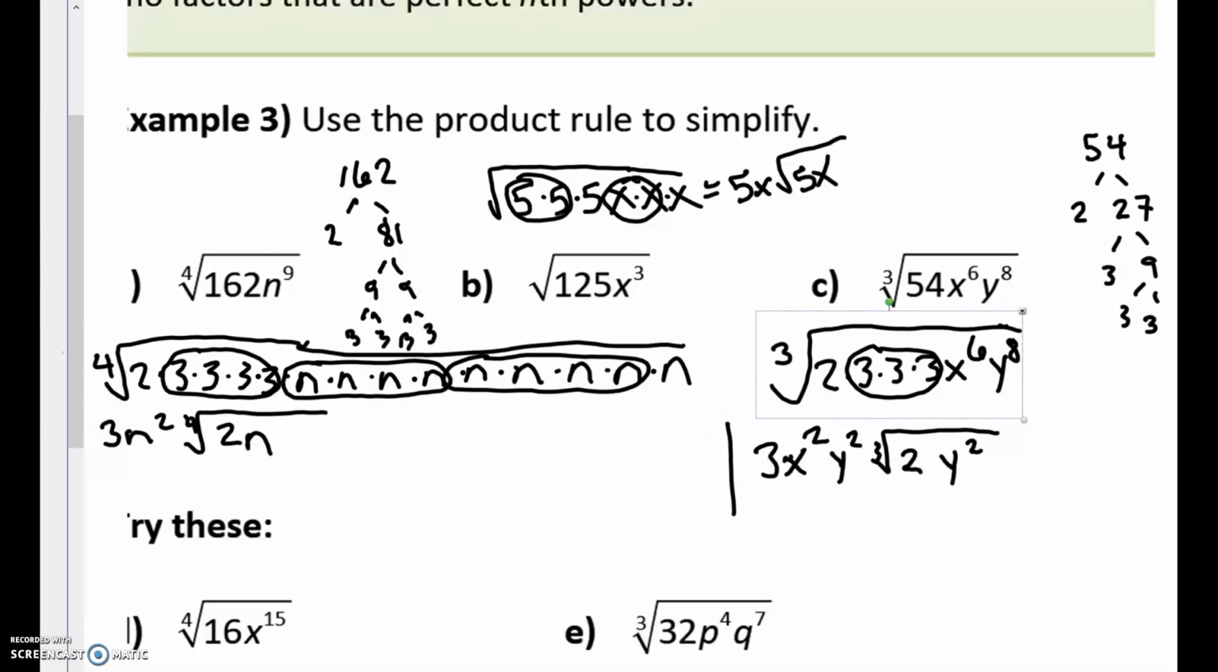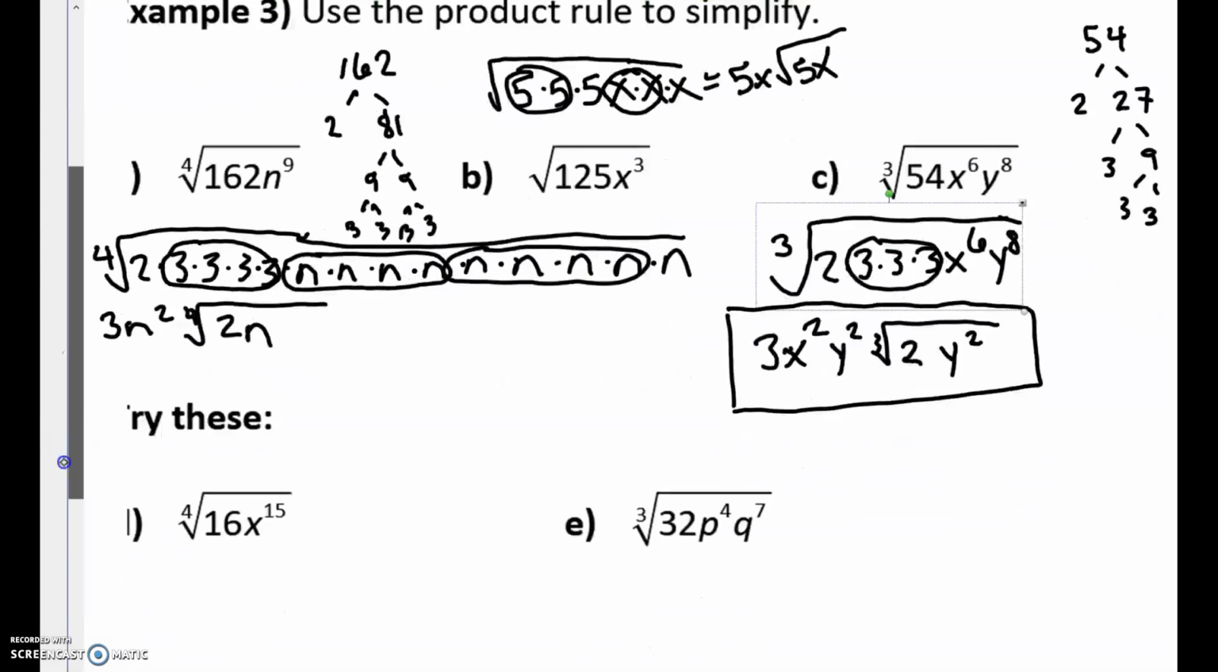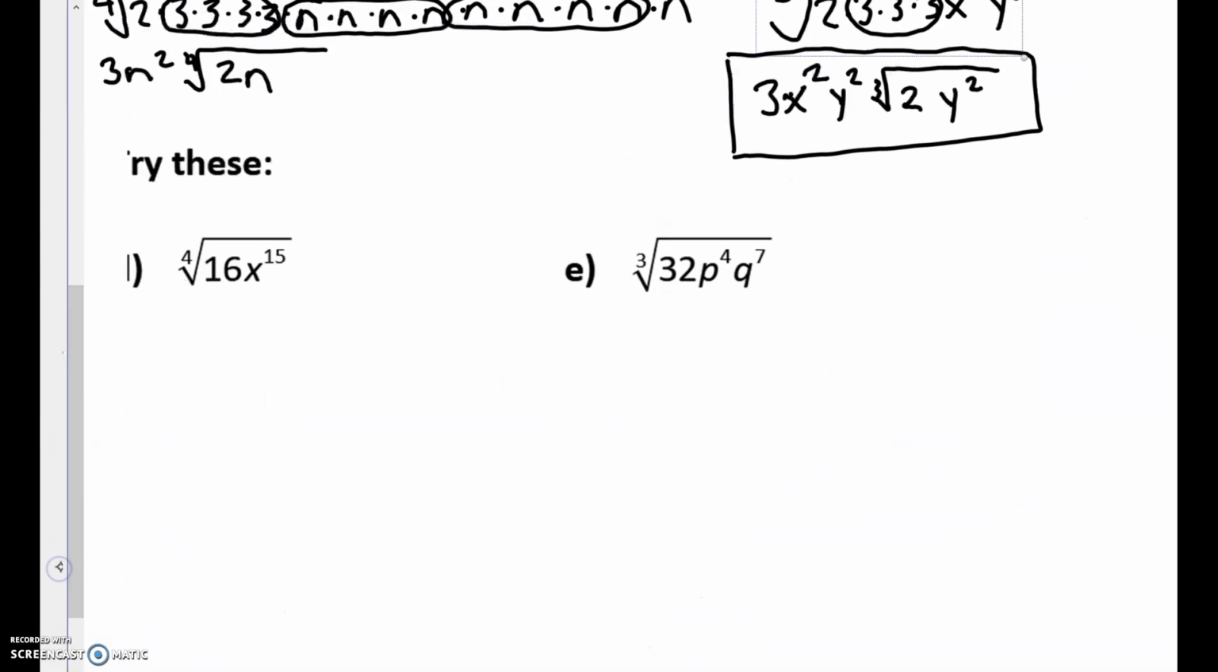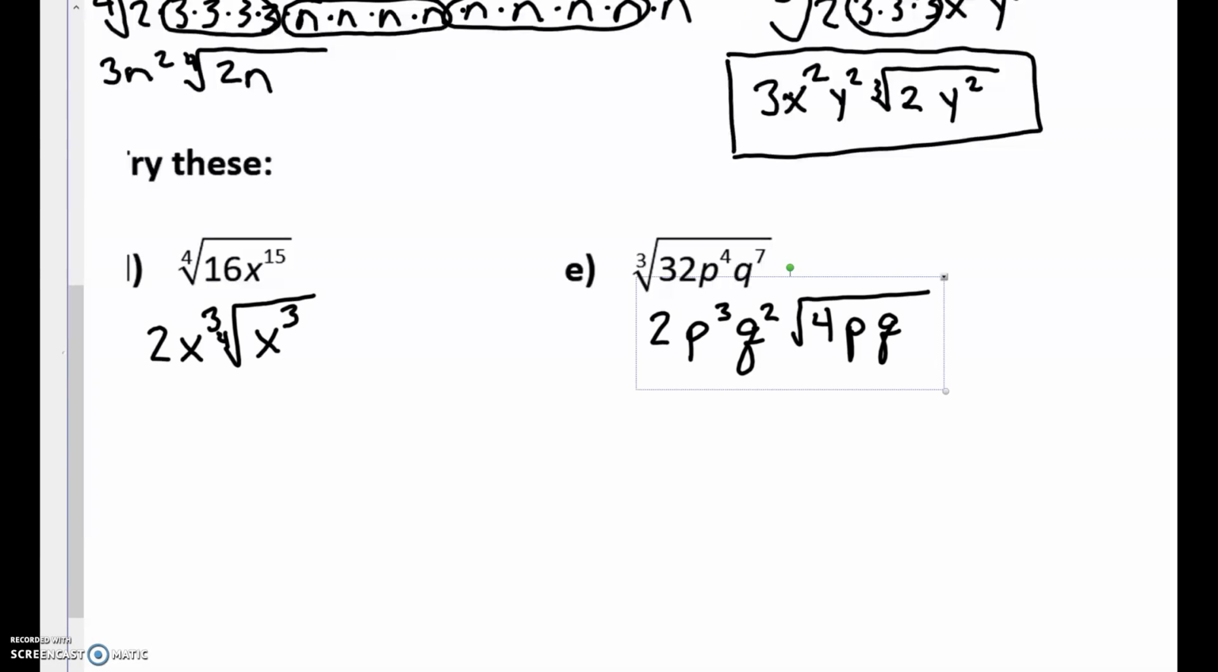And so that's my answer right there. 3x squared y squared times the cube root of 2y squared. I know that's a mouthful, but. Okay, I want you guys now to do D and E and then check your answers. Okay, guys, go ahead and check your work. Oh, there should be a 3 there. Sorry. Don't forget your radicands.